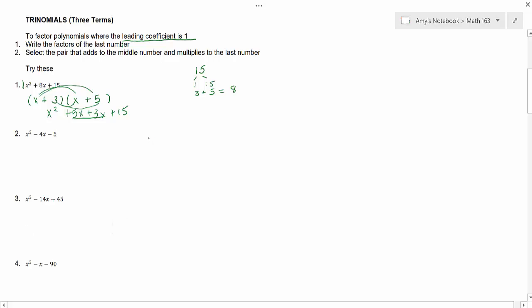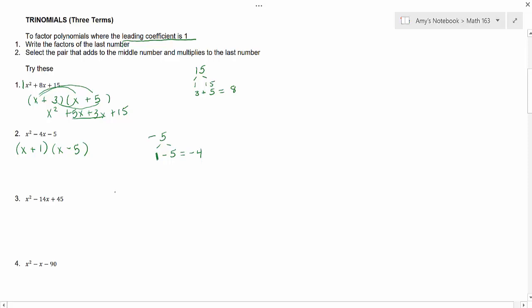In number 2, we look at -5. Now, I do not focus on the negative here. I think about the number as an absolute value, and I look at my factors, 1 and 5. What combination would give me a -4 in the middle? 1 minus 5 would give me -4. So my factors are +1 and -5.